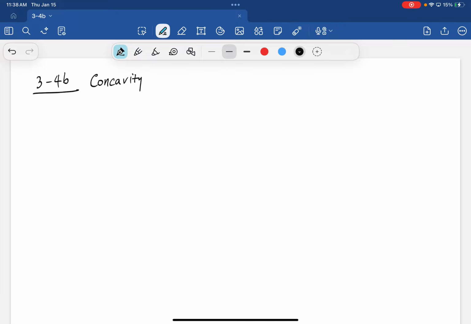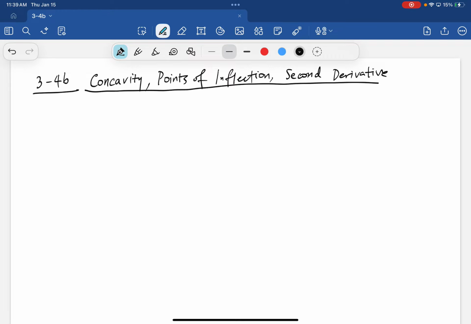So let's talk about concavity and points of inflection. And today we're also going to be talking about the second derivative test. Okay, so concavity we discussed last class, but it would be good to have a brief review.